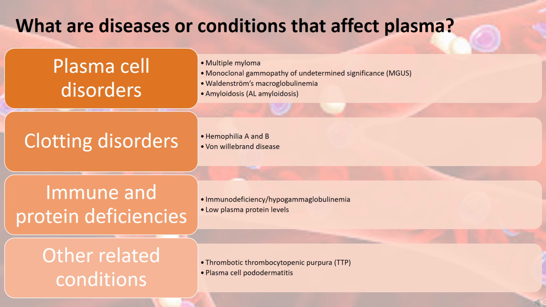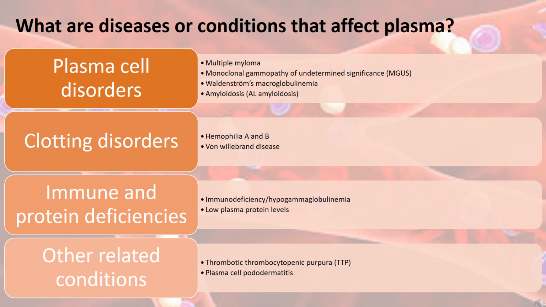Hereditary disorders caused by deficiencies in clotting factors 8 or 9, leading to excessive bleeding. Von Willebrand disease, the most common inherited bleeding disorder, is caused by a deficiency or dysfunction of von Willebrand factor, VWF, which is vital for platelet adhesion.